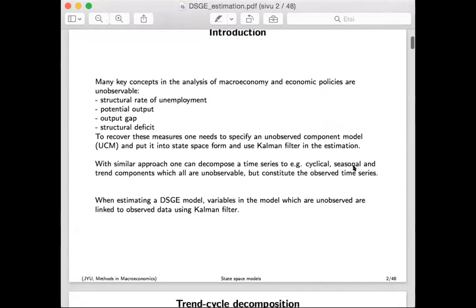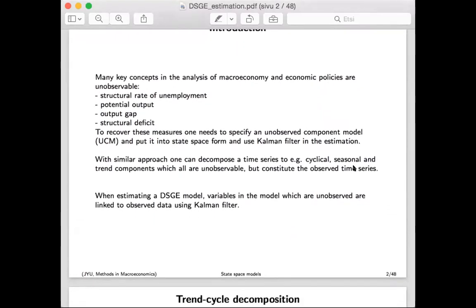And indeed, quite many concepts in the analysis of the macroeconomy are such that they are unobservable. We cannot measure them directly from data, and these concepts or measures are actually quite important in the design of macroeconomic policies. For example, structural rate of unemployment, potential output gap, structural deficit. These all require that we extract from data something that we cannot measure directly.